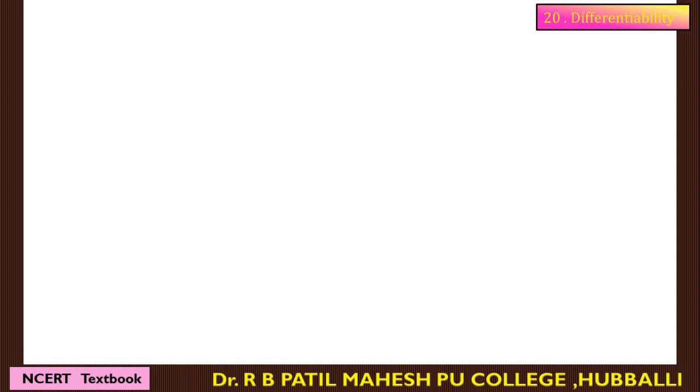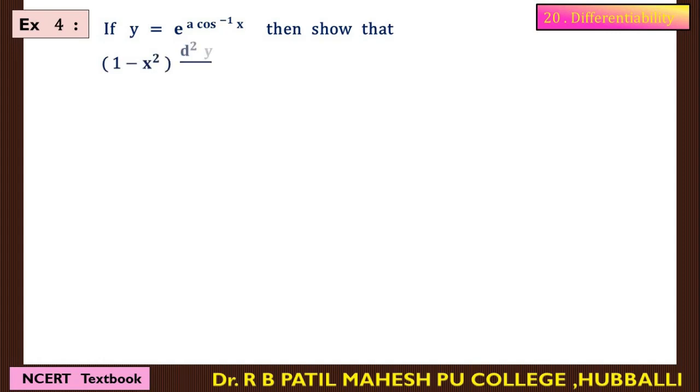Now see the next question. If y is equal to e raised to a cos inverse x, then show that (1 minus x square) d square y by dx square minus x dy by dx minus a square y is equal to 0. So this is a very important example in the double derivative concept. Now see the solution.